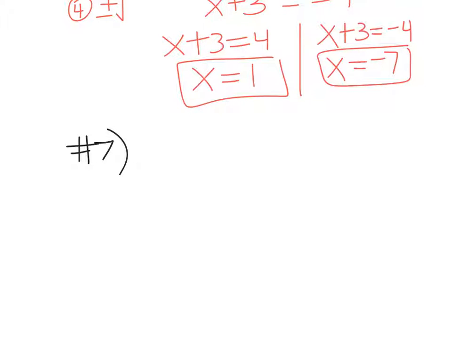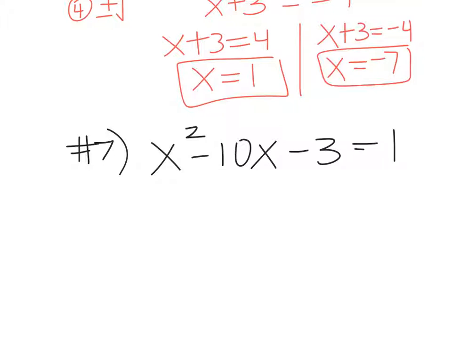Number 7. Let's try another one. x squared minus 10x minus 3 equals 1. Okay, we're going to solve this by completing the square.